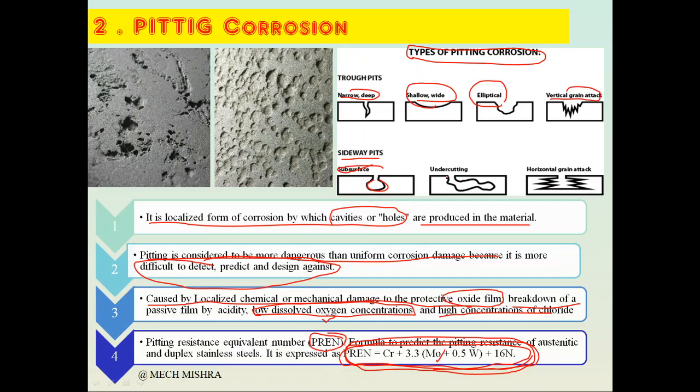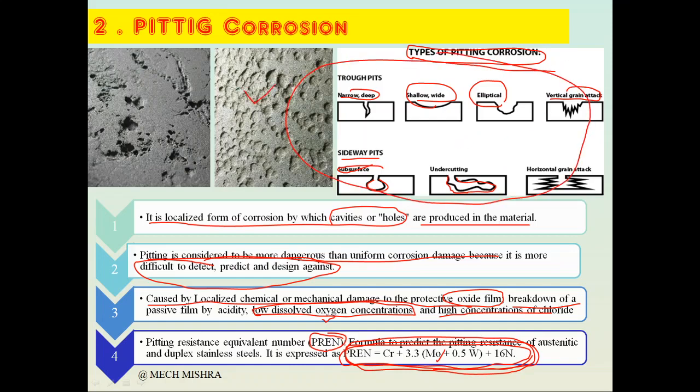Then this type is also similar to that, undercutting. So here also we can see there is a deep pitting inside, but from the top we are unable to see that. Then this is a horizontal attack. This is also a similar form of corrosion and pitting corrosion. So these are all the various forms of pitting corrosion.